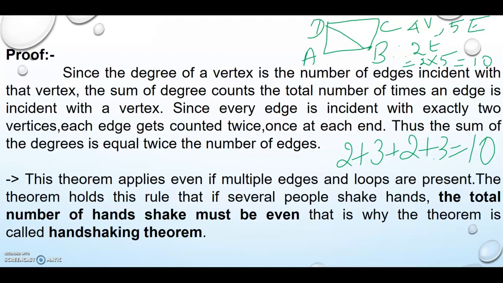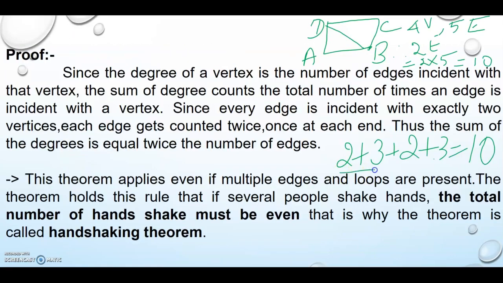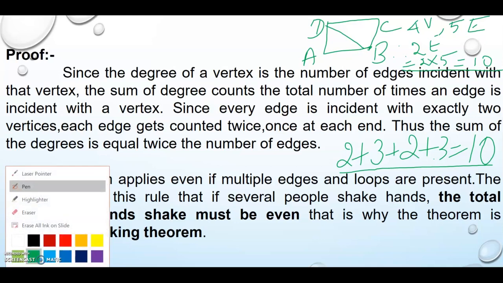See how we are writing: the sum of the degrees, 2 plus 3 plus 2 plus 3, is also equal to 10. That is also 2 times 5 equal to 10. Hence we prove that the sum of all the degrees is equal to twice the number of edges. So it is even only.